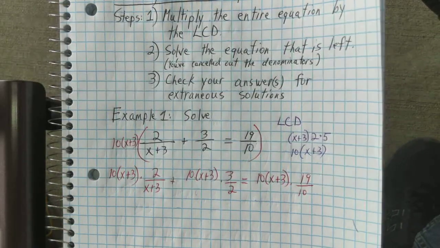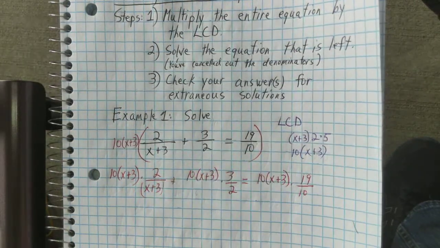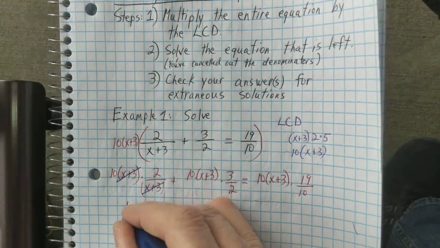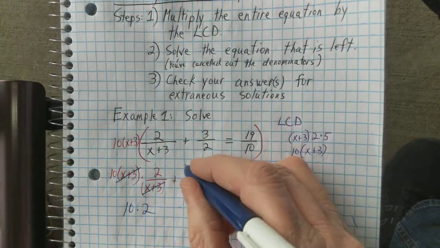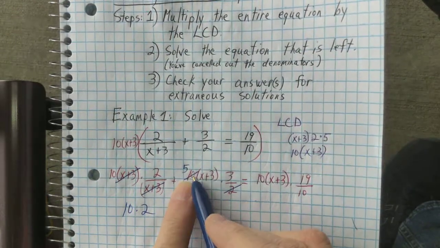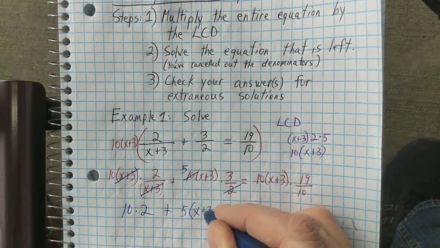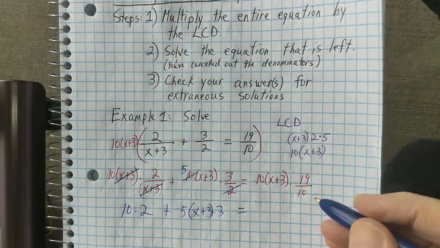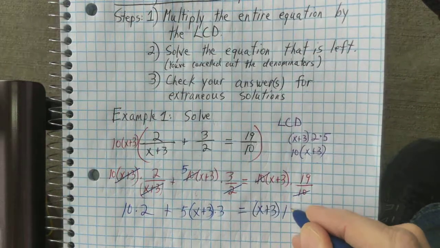And now it's time. Here's the canceling, the fun part. This x plus 3 is going to cancel with this x plus 3. So what's left? It's 10 times 2. This 2 will cancel out with 10, but we'll cancel out 2 from that 10, so we still have 5. And then we have 5, and then we have the x plus 3, and then we have times 3. So we will take care of that in the next step. This 10 cancels with that 10, so I have x plus 3 times 19.